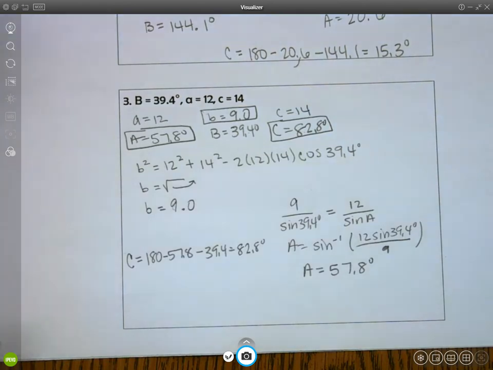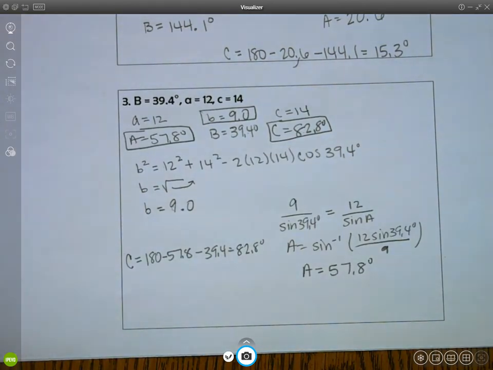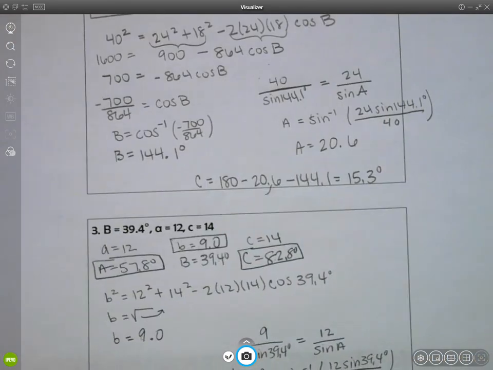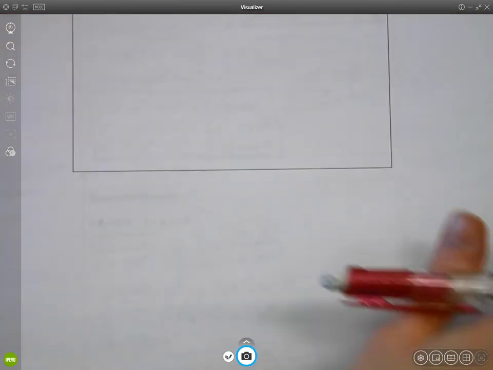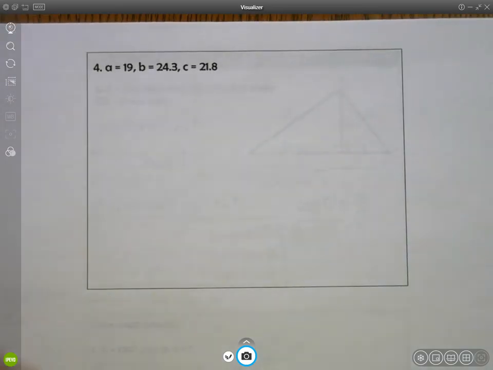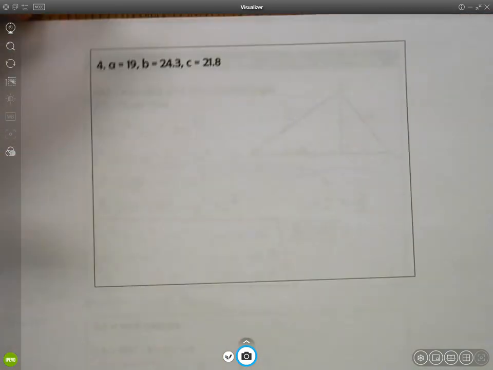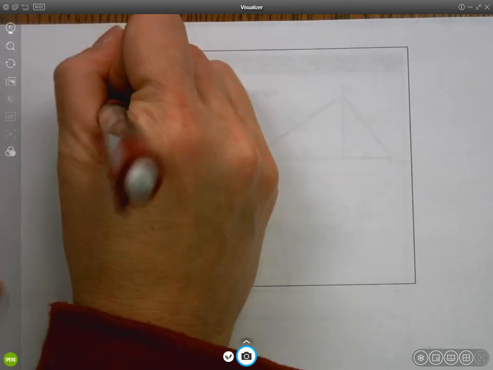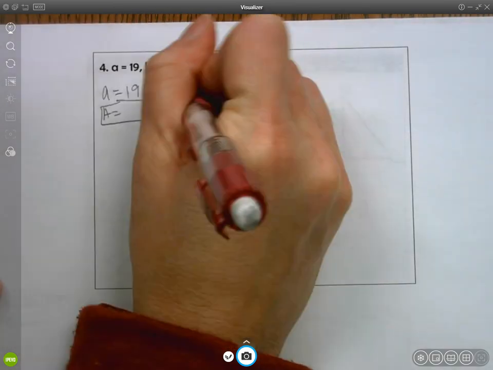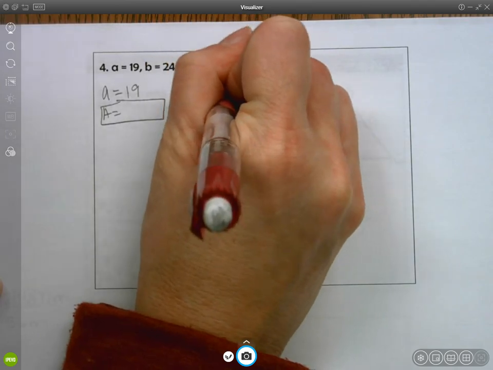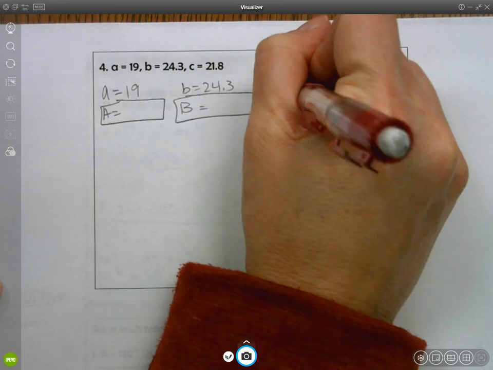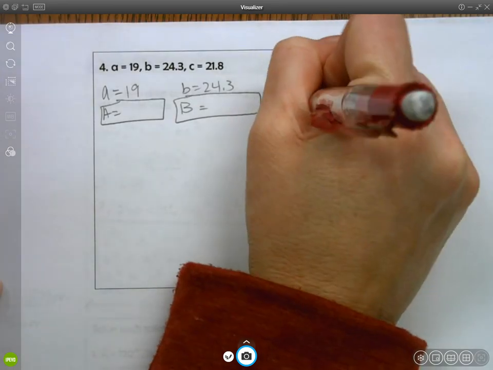Alright, I think this last one is also going to be one that you can try on your own because it should be another one with 3 sides. Yes. Alright, so pause the video, work this one out, see how you did. Alright, so we know side A, not angle A. We know side B, not angle B. And we know side C, but not angle C.